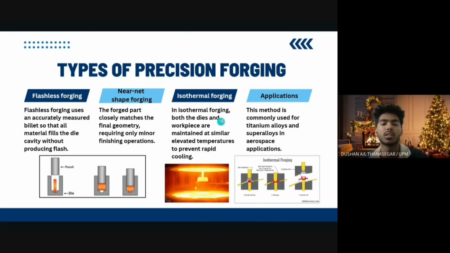Another type is isothermal forging. In this process, both the dies and the workpiece are maintained at similar elevated temperatures. So let's say the material is 500 degrees Celsius and both dies will be approximately the same temperature. This prevents rapid cooling and improves material flow, especially for difficult to forge alloys. Because of these advantages, precision forging is commonly used for titanium alloys and superalloys, particularly in aerospace applications.